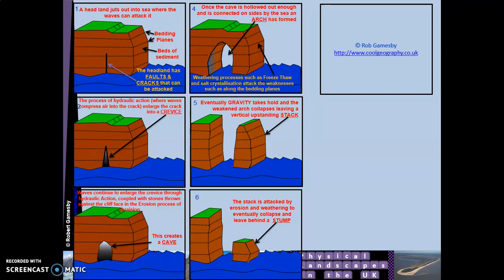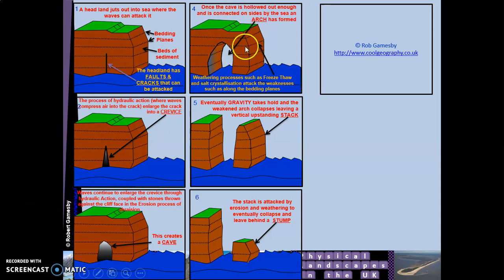Then over time hydraulic action and abrasion continue to wear away at the cliff face at this headland, and it will form a cave. You might have been into caves if you've been to coastal environments on holidays, for example, and those caves are formed because of the constant hydraulic and abrasive erosion of the headland over hundreds and thousands of years. But over time what will happen is that cave will break through the headland. Remember, a headland is sticking out into the sea, so this cave will eventually break through because of erosion.